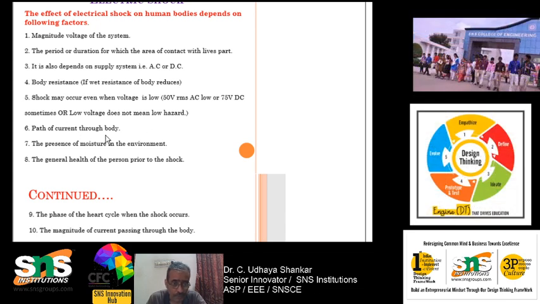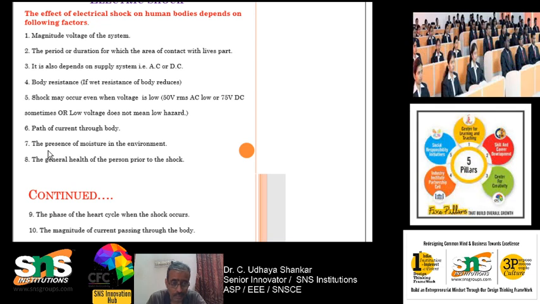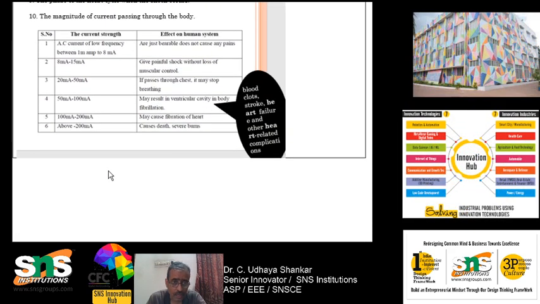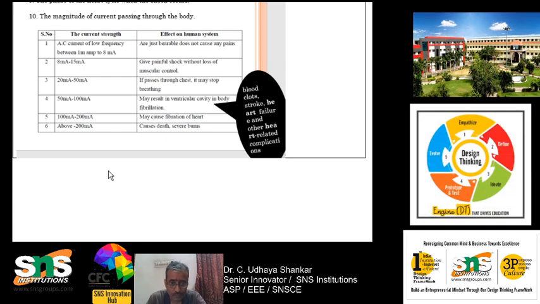The path of the current through the body, how it is passing through, is very important. Based on that, the factors decide the severity of the electrical shock. Also, the presence of moisture in the environment plays a very vital role. The general health of the person also plays a very vital role. And the phase of the heart cycle when the shock occurs is also very important. The magnitude of the current passing through the body is also very important.